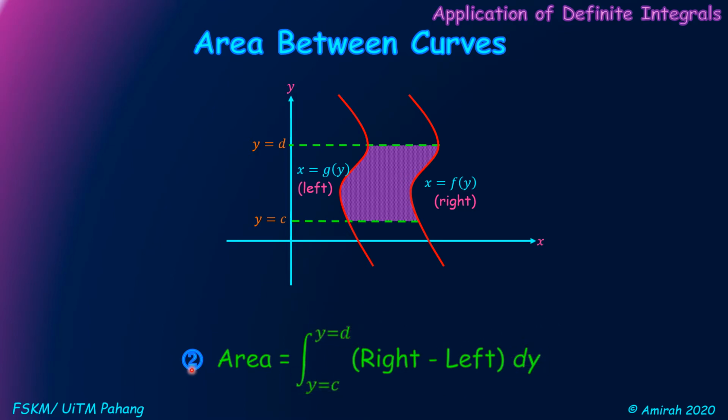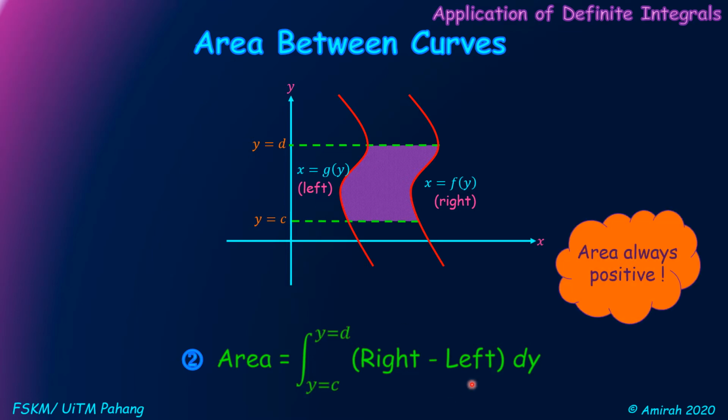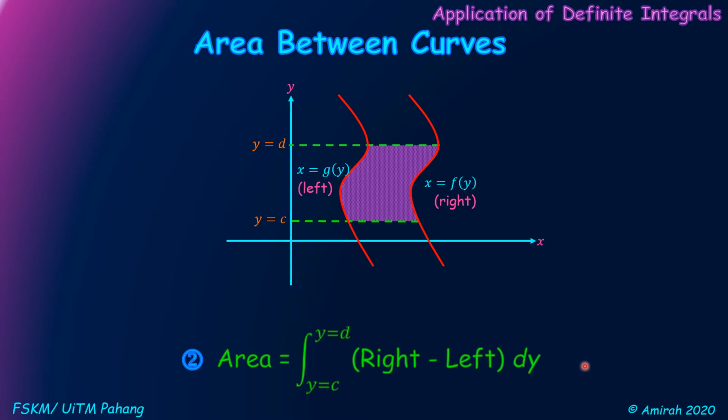So, we have second formula for area of the shaded region here equals integration from y equals c to y equals d, and then right function minus left function, right? And for both formula number 1 with respect to x and formula number 2 with respect to y, area is always positive, right?